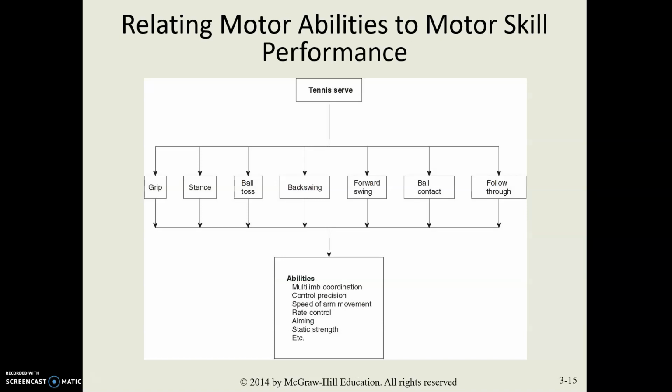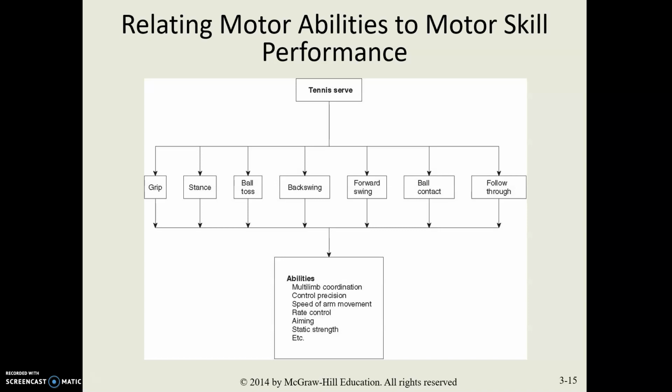If we did a skill analysis for the tennis serve, we would break it down into the grip, the stance, the ball toss, the backswing, the forward swing, making contact with the ball, and the follow through. That's a pretty good overview. Then we would go to the underlying necessary motor abilities that we would need in order to perform the tennis serve.